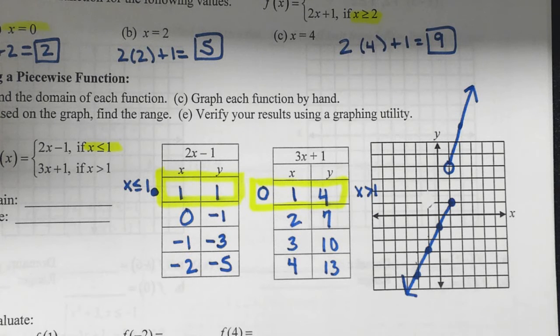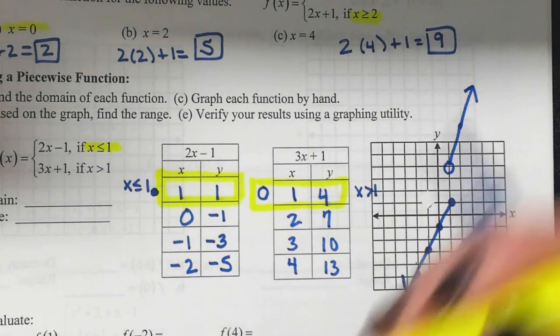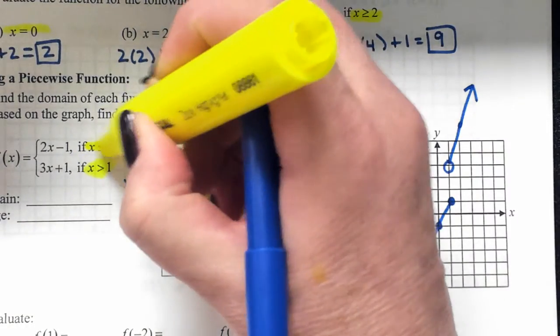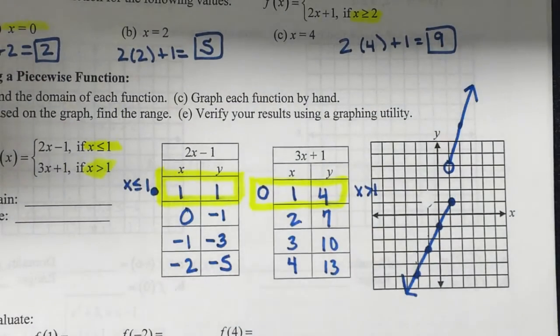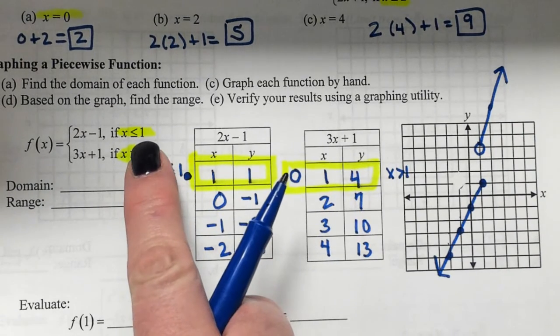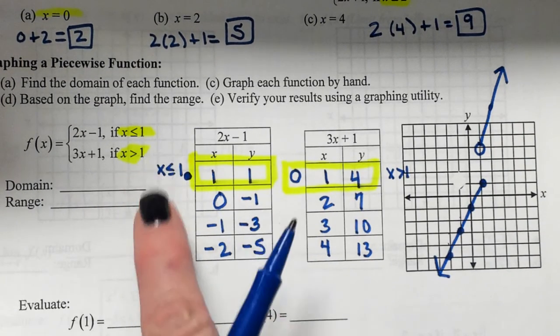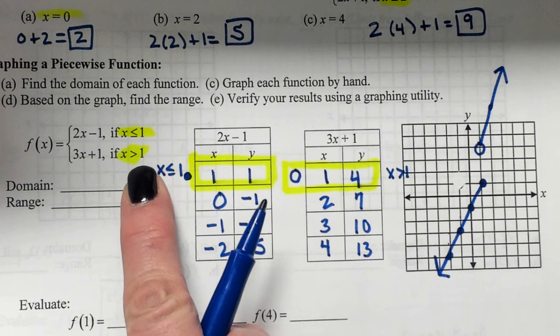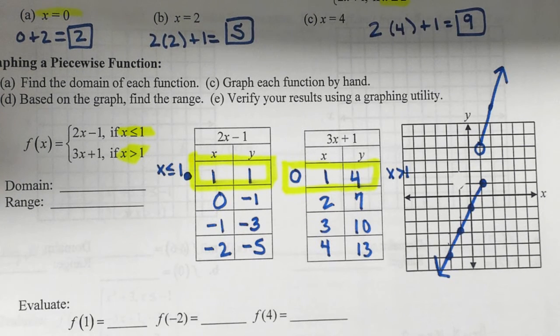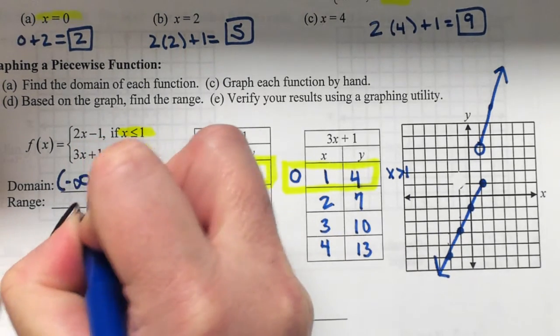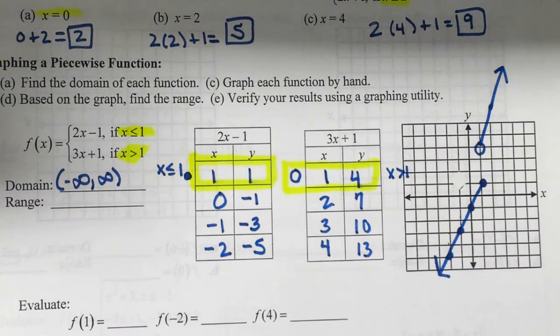All right, does that make sense to everybody? So now, what's the domain? Let's talk about the domain. Really, you have the domain staring you in the face. The domain represents all your x values less than or equal to 1, and then all of your x values greater than 1. So put those two pieces together. What do you think the domain of this function is going to be? Negative infinity to infinity, or all real numbers, yes.